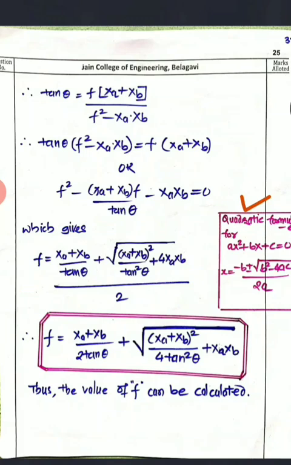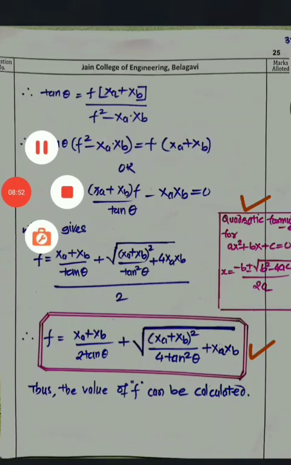The same thing I can write in this fashion, that what I have shown you here: f is equal to xa plus xb divided by 2 tan theta plus square root of xa plus xb whole square divided by 4 tan square theta plus xa xb. This is the formula that you are going to use to determine the focal length f. Thus the value of f can be calculated.